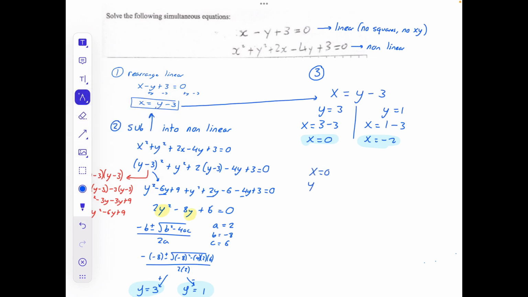Okay, so our final answer: x equals 0, y is equal to 3, or x is equal to minus 2, y is equal to 1. They are both valid sets of answers. And at the end, I would just write them like this, just to pair them up.